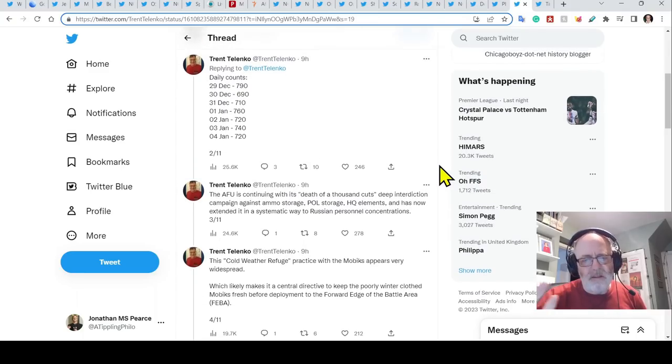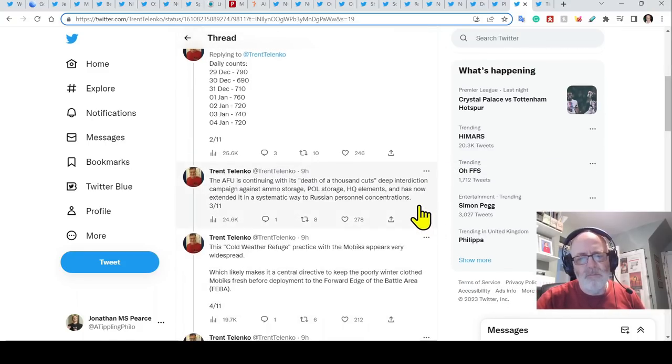And he's saying, well, if we take these as true, the AFU is continuing with its death by a thousand cuts, deep interdiction campaign against ammo storage, POL storage, HQ elements, and has now extended it in a systematic way to Russian personnel concentrations. This is something I reported yesterday, that, like Michael Kaufman has said, the Ukrainians have changed their tactics. They are now hitting personnel concentrations rather than equipment concentrations, because it could be that they're struggling to find equipment concentrations now. They've taken out most of the stuff and the Russians have adapted and moved their equipment depots 85 to 100 kilometers back from the front line. So now they're hitting troop accumulations.